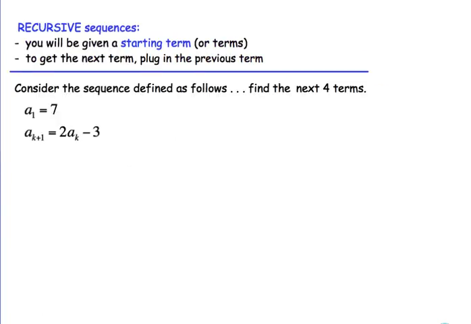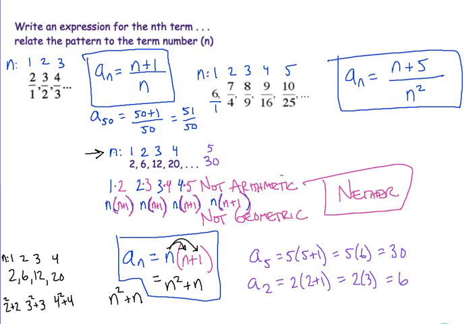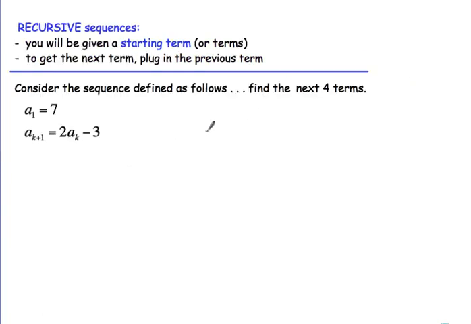Now, all of those were explicit. Let me go back one more time. They were all explicit because I could plug in any value I want, and that's the term I would get. So if I want the 50th term, I plug in a 50. That's explicit. But now we're going to look at recursive. Recursive looks a little bit different. In a recursive sequence, I'm going to give you a starting term or terms, so I'll give you some place to start. And then I'm going to give you a formula that's going to help you get the next term.